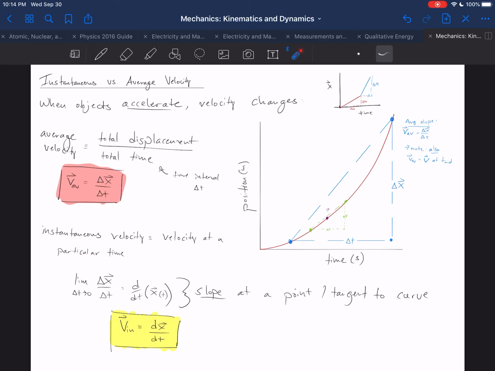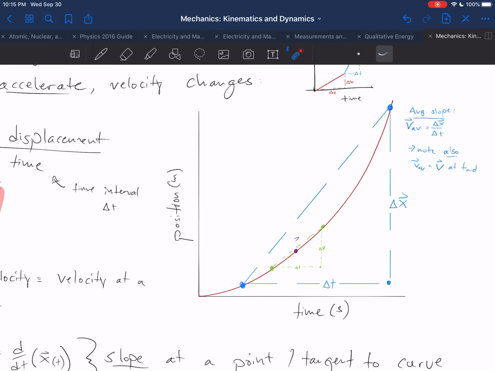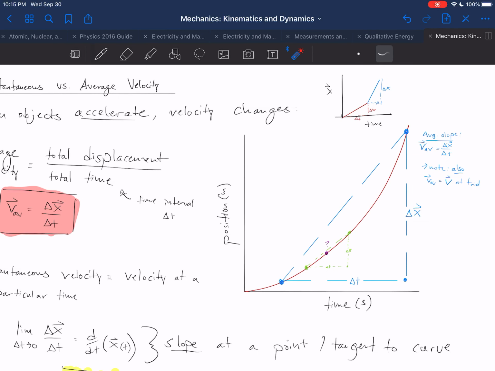Perhaps you haven't seen this before, but the general idea is that we are going to take our delta t in our average velocity definition, and we're going to shrink it down. We're going to shrink it to become smaller and smaller and smaller until we can figure out what the velocity is at a particular point. So take a look at this graph here. The average velocity is given by the slope of a line connecting the 2 points, because it is delta x over delta t.